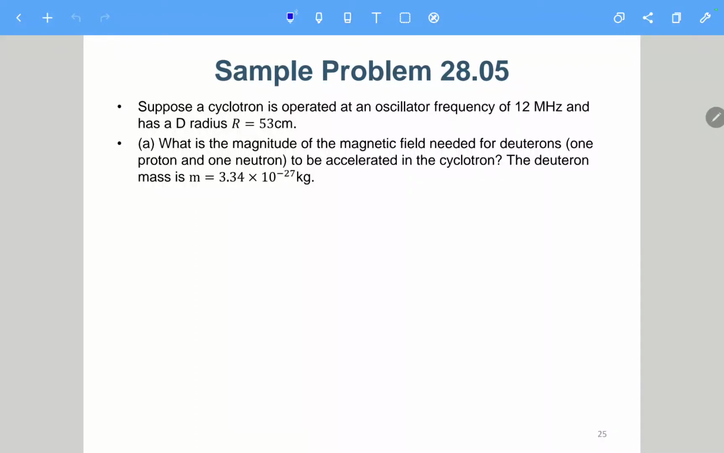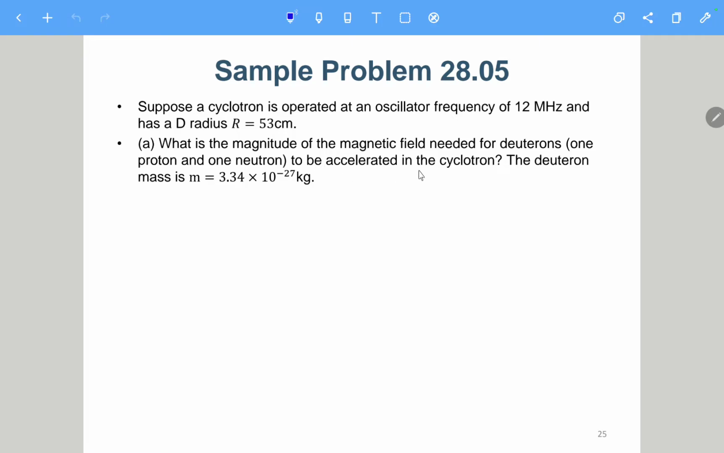Okay, so let's take a look at a sample problem about the cyclotron. It says, suppose a cyclotron is operated at an oscillator frequency of 12 megahertz and has a radius r. What is the magnitude of the magnetic field needed for the deuteron? Deuteron means it has one proton and one neutron.